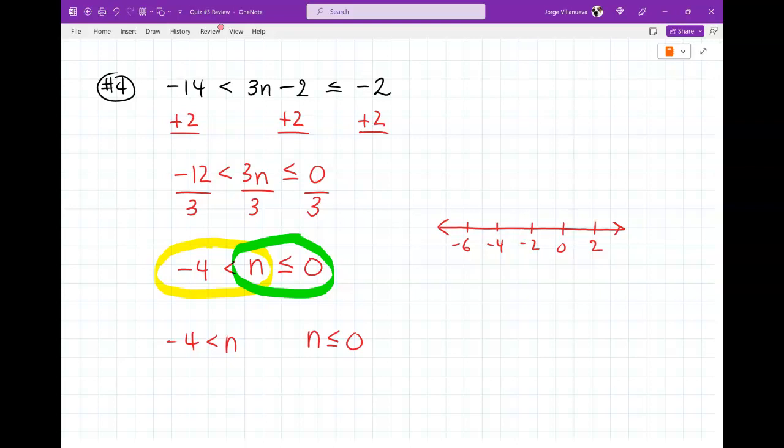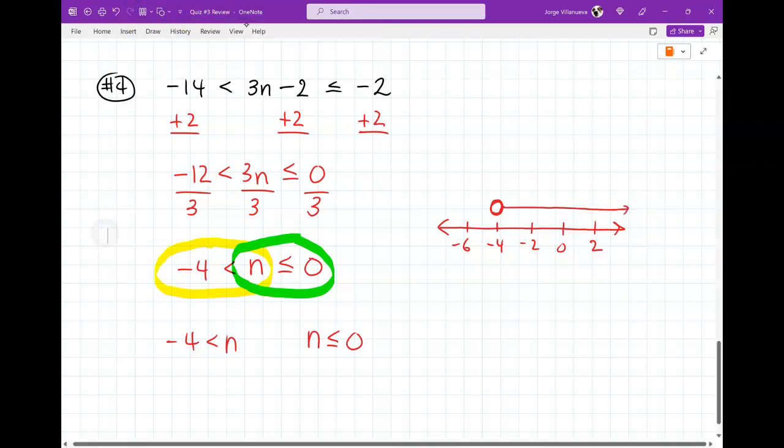So the first one says -4 is less than n. So less than is an empty circle at -4. Which direction? I should go right, because the n is on the opposite side, so I got to go the opposite way. So I got to go right. All right, next problem. Remember, this is an and problem, so I usually use different colors. I'm going to go to 0. It says less than or equal to, so that's a solid dot.